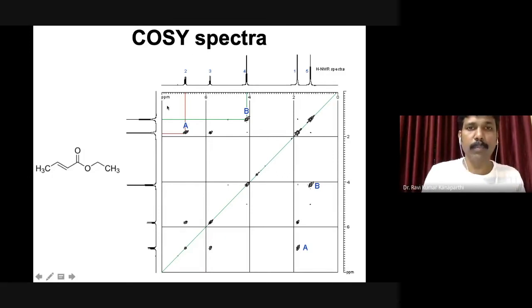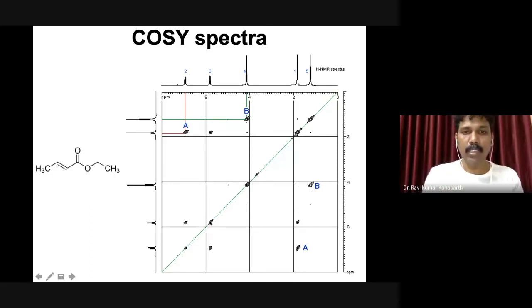Wherever they are meeting, if there is an intersection, then definitely at the intersection point, if there is a peak, that means there is a correlation. That means they are basically connected with each other. So that is the primary information we get from this.